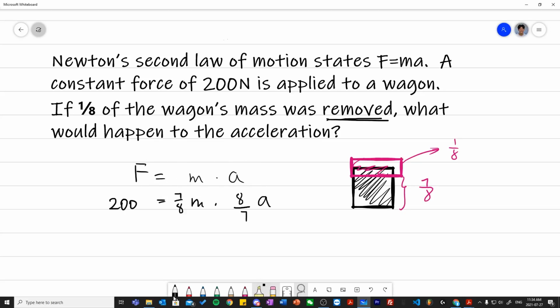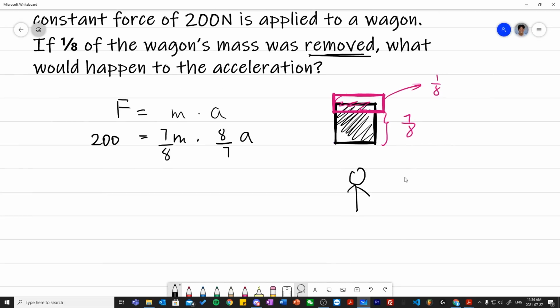You guys get that? So basically, you can think of it like, if I'm gonna apply constant force on a cardboard box, like if I'm gonna move to another house, and I apply a certain force to a box, and suddenly this box becomes a bit lighter, I'm gonna be able to move it faster with the same amount of force applied, right? That's kind of what this question is close to.